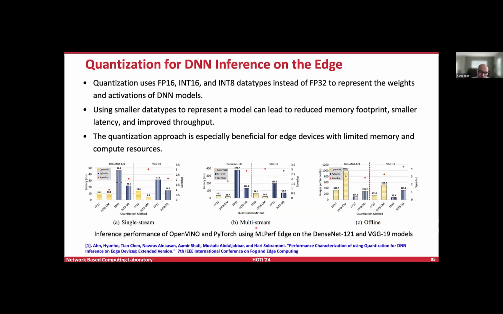I'll just explain one of these, the chart on the left here. MLPerf has different benchmarks: single stream, multiple stream, and offline. Here we are talking about single stream. In single stream, we worked with a couple of network models, DenseNet and VGG19, and I'll just talk about VGG19.